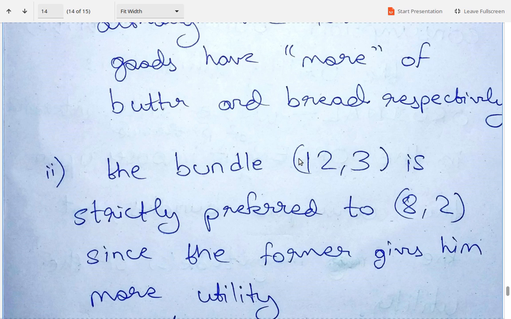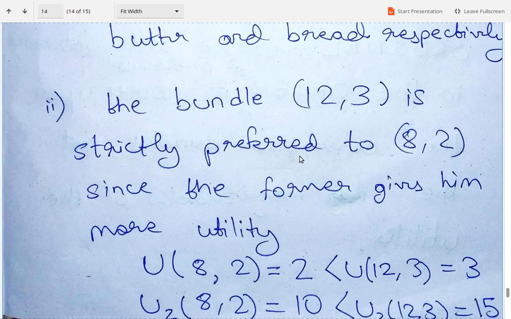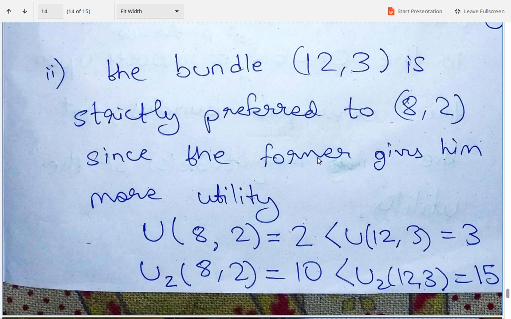Moreover, the bundle (12, 3) is strictly preferred to (8, 2) since the former gives him more utility. In case of all three utility functions, this ranking of the bundles, that is (12, 3) is preferred to (8, 2), always holds. Let's take the second utility function as an example.